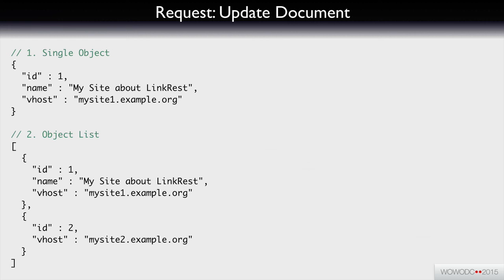Now let's look at request objects. And request is how you put objects in request to update your entities. This is very simple. It's even simpler than the previous one. You can either send a single object or you can send a list of objects. And if you send it to the right endpoint with the right method, LinkRest will do an appropriate operation, an appropriate update.